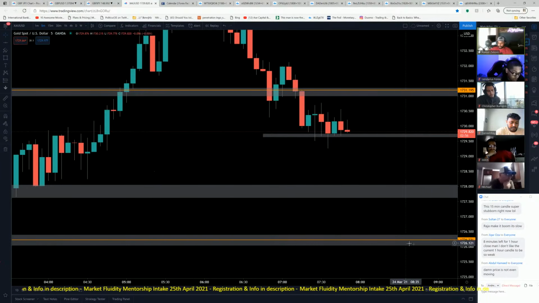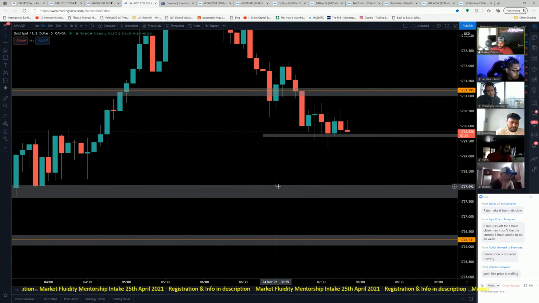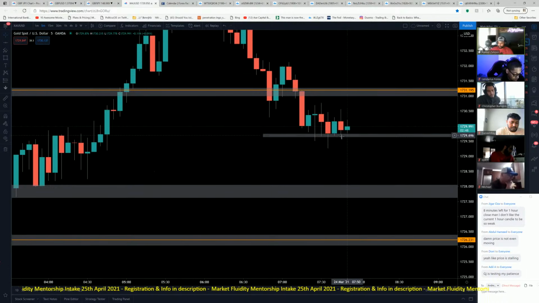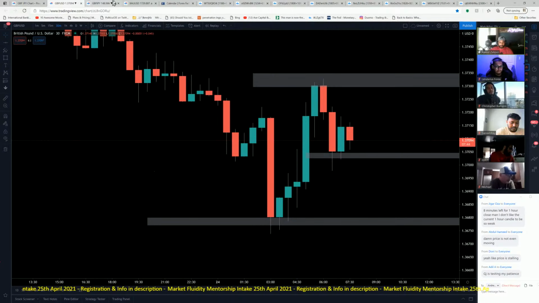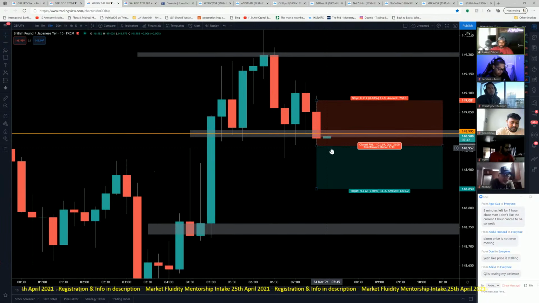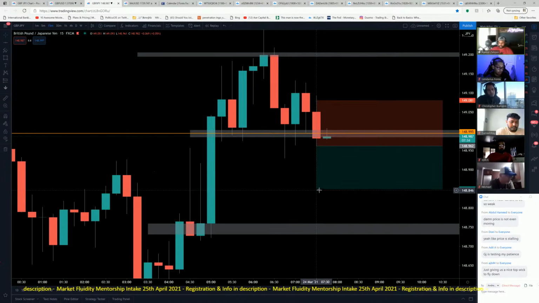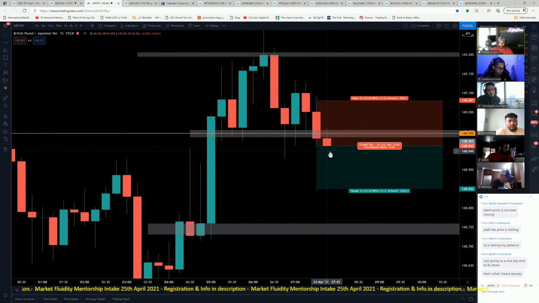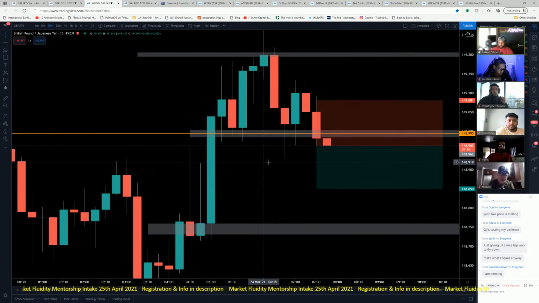Eight minutes left for the 1 hour close. I don't like the 1 hour close. It's so weak. Yes, that is true. But we are waiting. Well, I'm waiting. I don't know about everyone else, but I'm just waiting for this trade over here, whether I'm going to close 50% at 149.030 or close in profits as price comes down. Oh, look at that. Come on, GJ, you can do it.